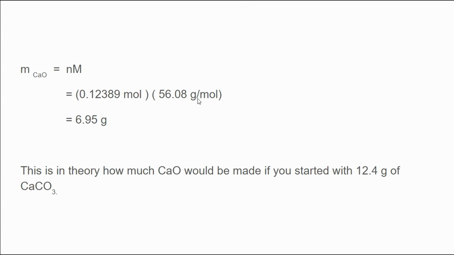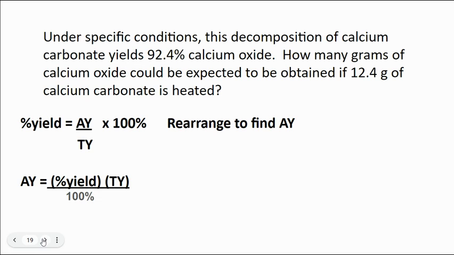So moles, and then there's the molar mass. So in theory, with those 4 steps of stoichiometry, we didn't have to worry about limiting reactant this time because we only had 1 reactant. I would expect 6.95 grams of calcium oxide to be created. So that's great. That's in theory how much we should expect. Now, you're also told under specific conditions that this is 92.4% successful.